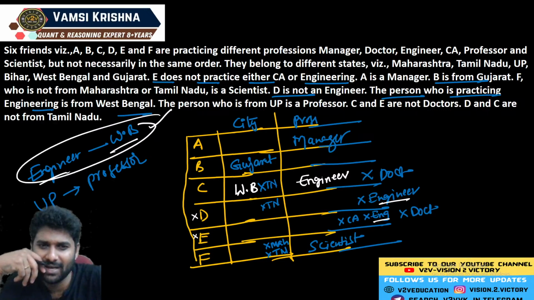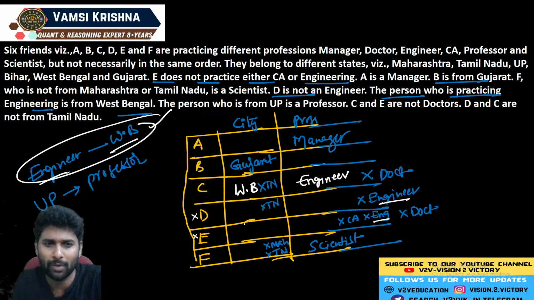Next, Tamil Nadu is either A or E. Guys, E cannot be from Tamil Nadu. Why? Because there is a possibility it can be UP, and with the profession, two combinations are left for E only. So it's UP, and he is the professor.